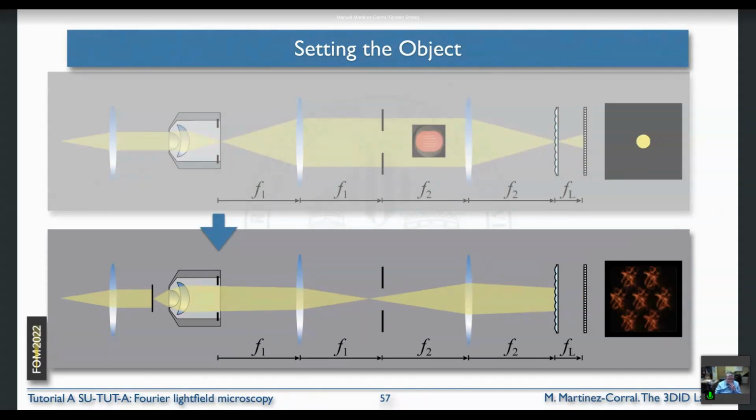And now we insert the object. This is fluorescence. I haven't put it here. Here we should have a filter in order to avoid having the incident light. We only need the fluorescent light. We could insert a filter here.